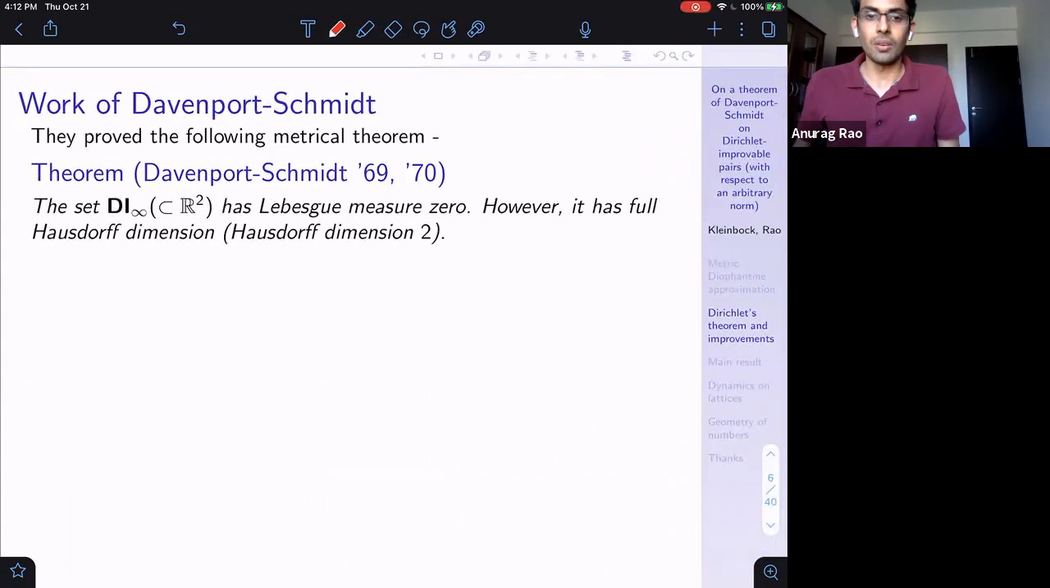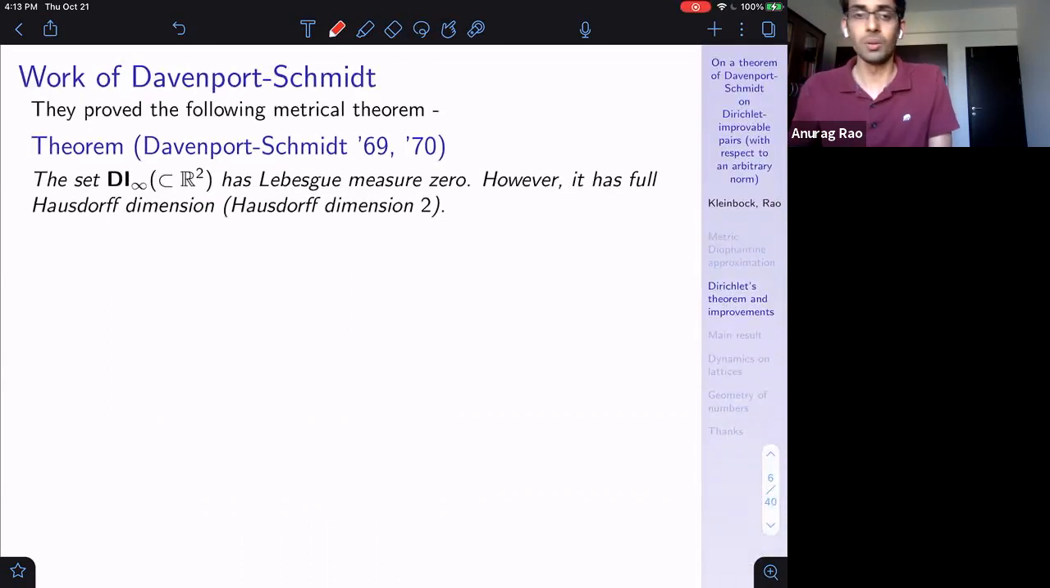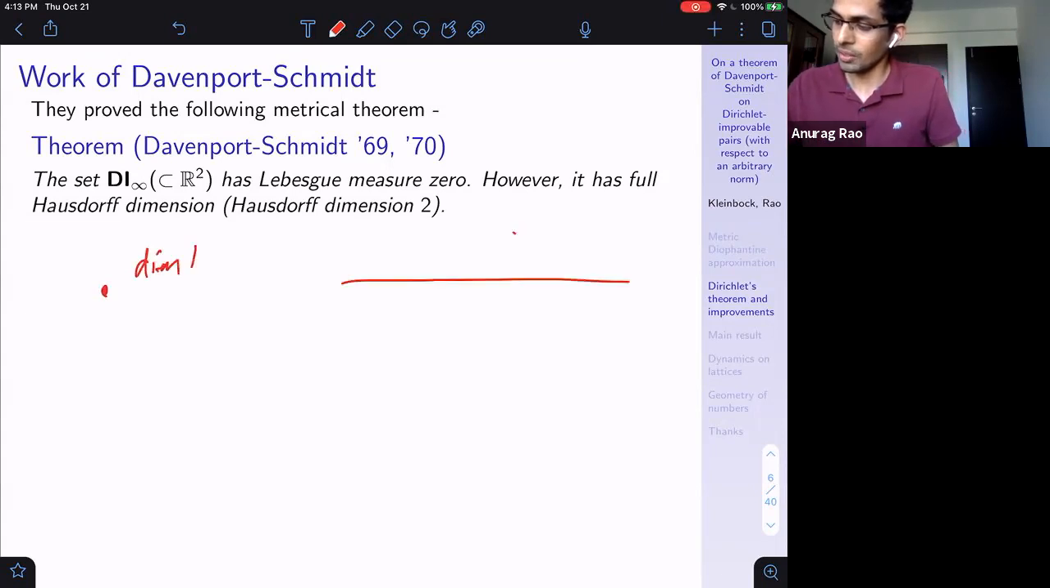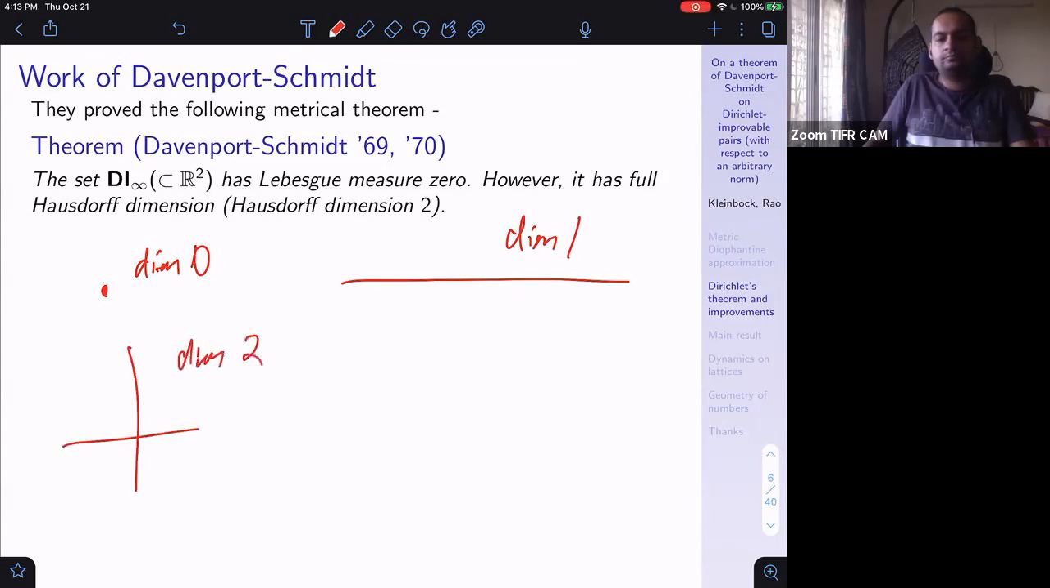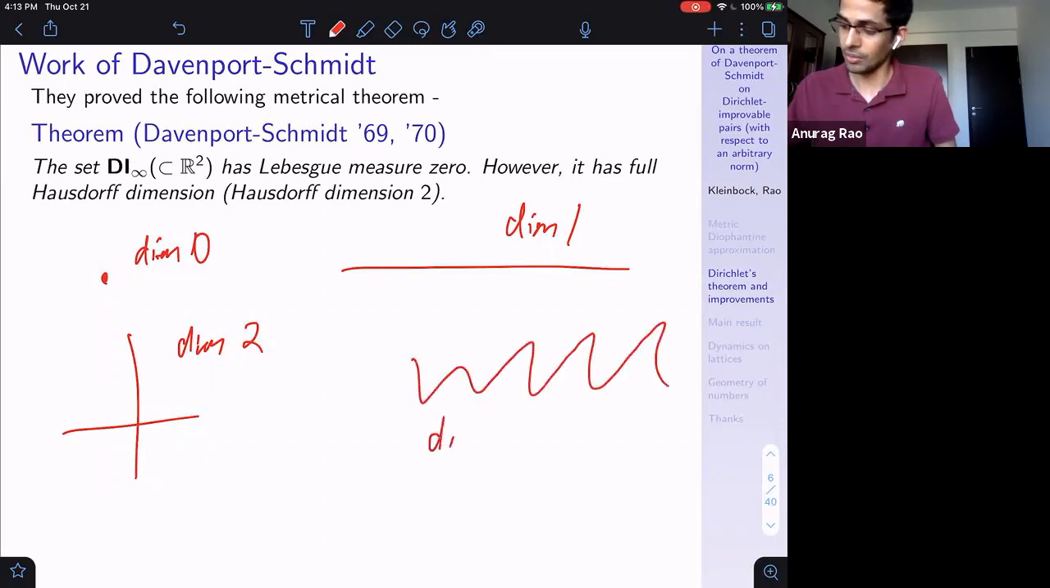And here's the metrical or probabilistic theorem that they proved. This set, DI infinity, a subset of R2, has Lebesgue measure 0, but it's definitely non-empty, it's definitely uncountable, and in fact, it has Hausdorff dimension 2. So if you're wondering what Hausdorff dimension is, it's basically a dimension function whose domain is not just submanifolds of R2, but any Borel set in R2. So of course, it agrees with our intuition of dimension. This is dimension 1. This is dimension 0. This is dimension 1. The plane is going to be dimension 2. But there are Borel sets which have even fractional Hausdorff dimension. So if you have some kind of Brownian motion, this might have dimension 1.5 or something like that. So it's a very robust dimension function.